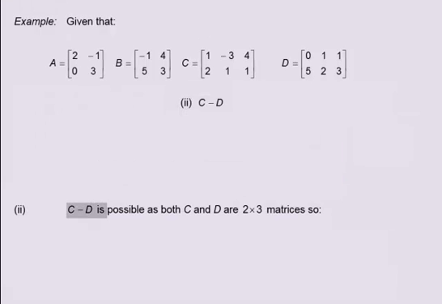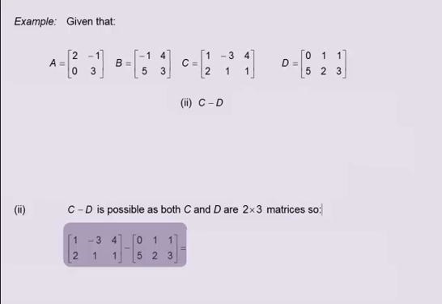2. C minus D. C minus D is possible as both C and D are 2 by 3 matrices. So, 1 minus 3, 4, 2, 1, 1, minus 0, 1, 1, 5, 2, 3 equals a 2 by 3 matrix, so draw a pattern.